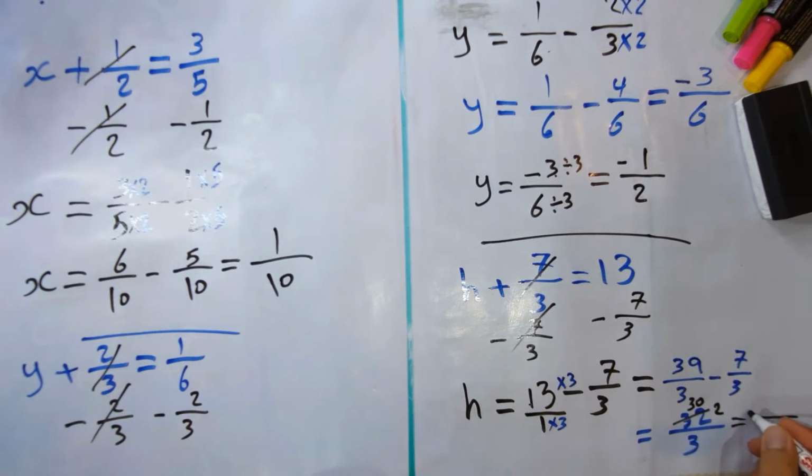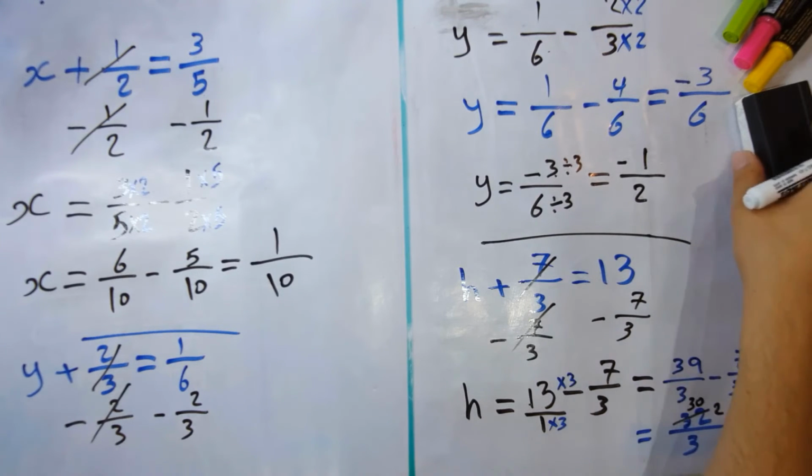30 divided by 3 is 10. And the remainder up is 2 and the remainder down is 3. Okay. More exercise.